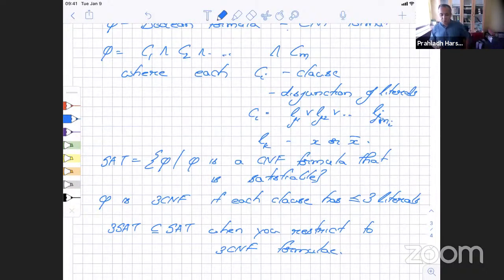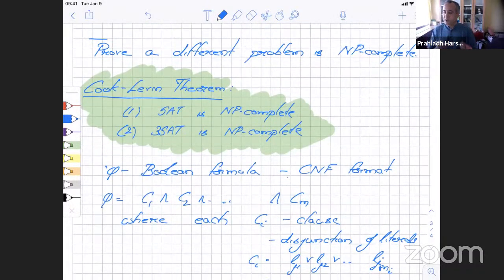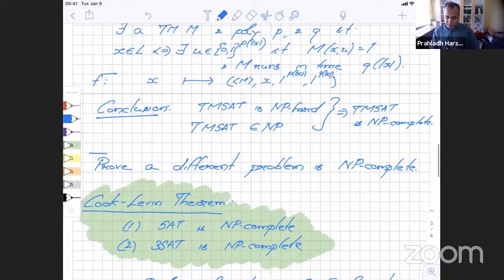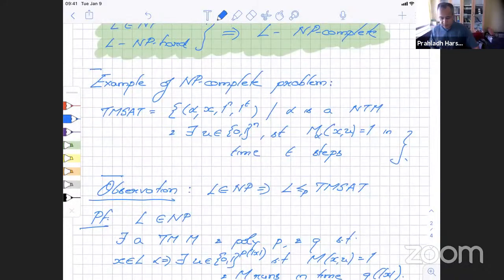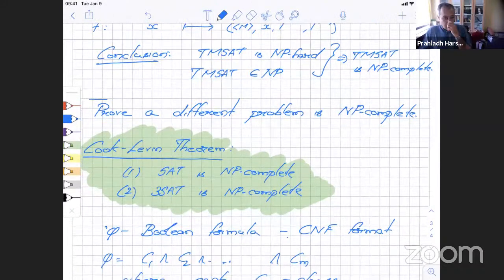Knowing that SAT is NP complete and 3-SAT is NP complete conveys a little more about NP than just the fact that TM-SAT is NP complete. The reason is the richness of SAT. SAT is a problem which doesn't refer to Turing machines at all. It's just a conjunction of clauses. We'll use this fact to show that not only can you show SAT and 3-SAT are NP complete with the Cook-Levin theorem, it will also show you that several other problems are NP complete. That's the richness of this.